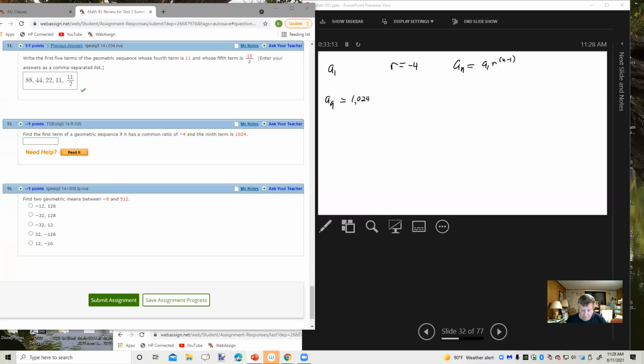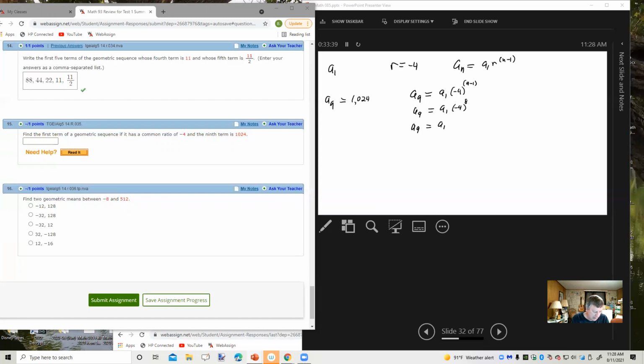Okay. Find the first term. Well, let's see. What do we know? Using the formula, we know that a sub 9 equals a sub 1 times -4 to the 9 minus 1 power, which is a sub 1 times -4 to the 8th power. So a sub 9 equals a sub 1.